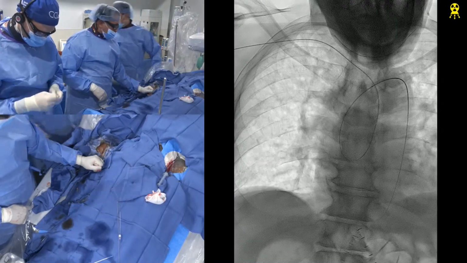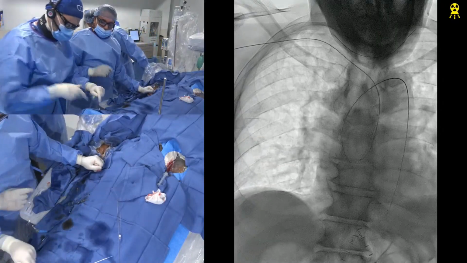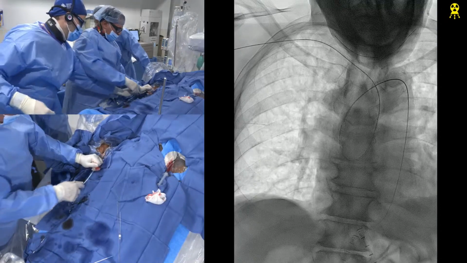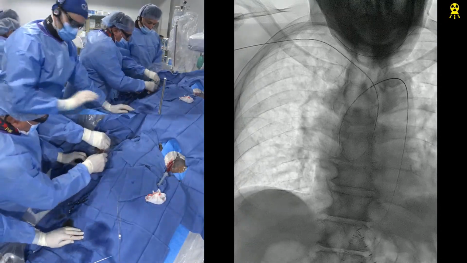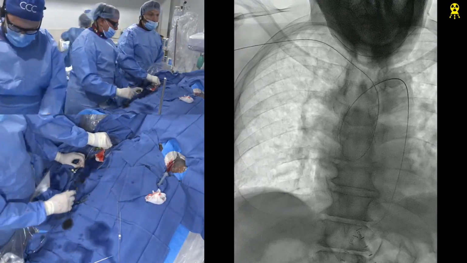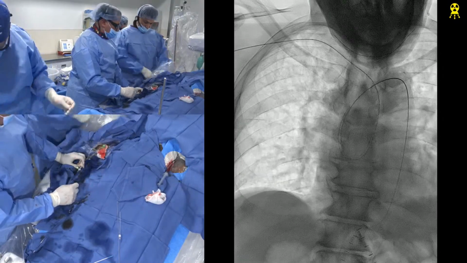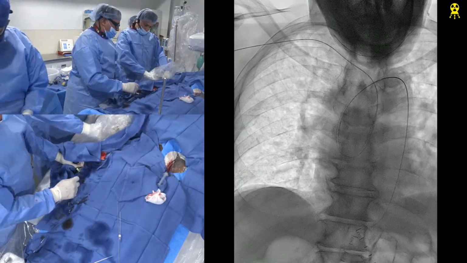Okay, we're going to put another. You have to scrub out, Karthik, in a second. Yeah, of course. Let me push this in. So the wire came back a little bit. That's okay. We will definitely be able to.